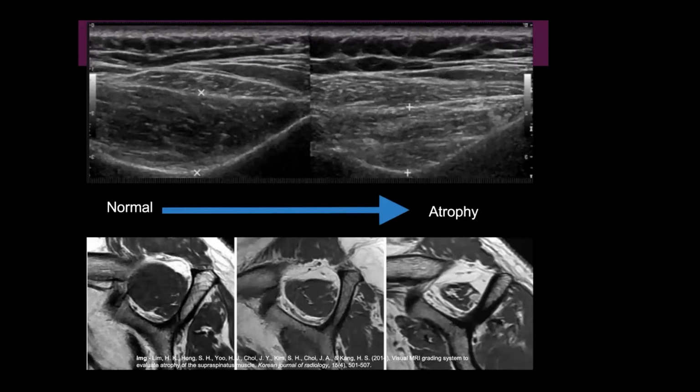And you can see how it does correlate. So you can see how on the bottom side of the image, a normal supraspinatus muscle kind of fills up that supraspinatus fossa, while as it atrophies away, it goes from the left-hand side of the image to the right-hand side of the image, where it becomes decreased in volume and more infiltrated with fat. And that's something that you can actually see under ultrasound, as you can see on the upper right-hand side of the image.